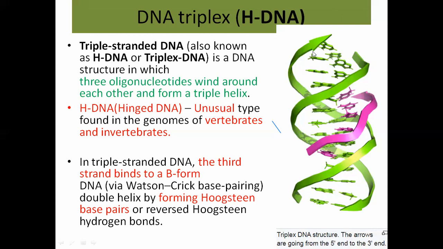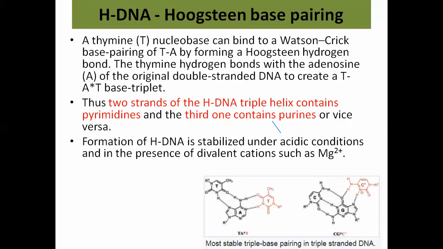Okay, and see this triplex DNA structure. The arrows are going from the 5' end to the 3' end. So 3', 5', 5', 3', 3', 5'. This is the third strand which binds to the B form of DNA. Then we will discuss now what a Hoogsteen base pair is.